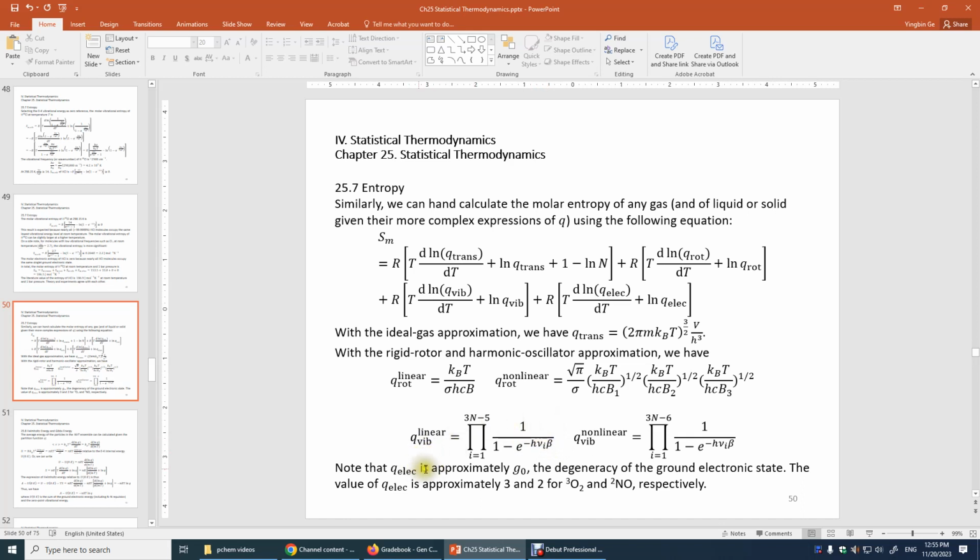The electronic partition function is approximately G0. G0 is the degeneracy of the ground electronic state. The value of G0 depends on the electronic state. If you just have like helium, neon, H2, nitrogen 2, G0 is just 1. But if you have a doublet ground electronic state, G0 is 2. For oxygen gas in air, well, it's actually a triplet electronic state. So G sub 0 is 3.